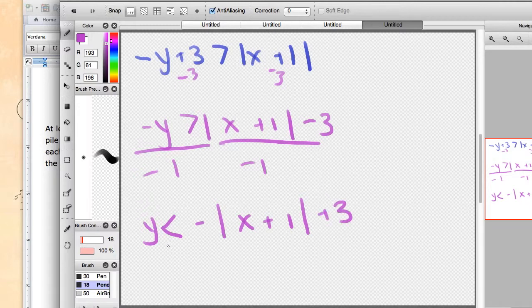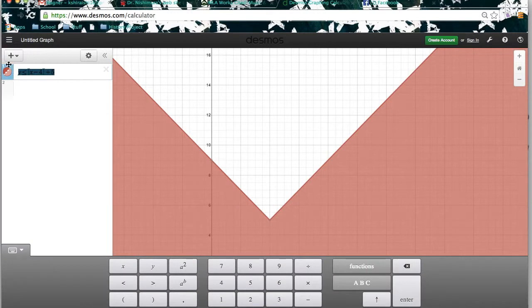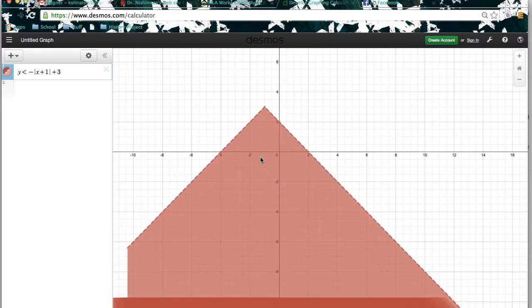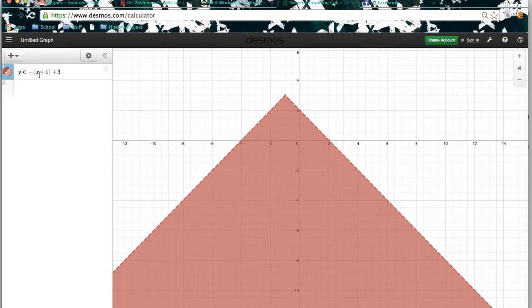So let's graph this. y is less than negative absolute value of x plus 1, plus 3. And here we are. Again, with our symbol, it should be a dotted line, and showing that it is less than, it's shaded going down. And so this is how you graph absolute value inequalities.